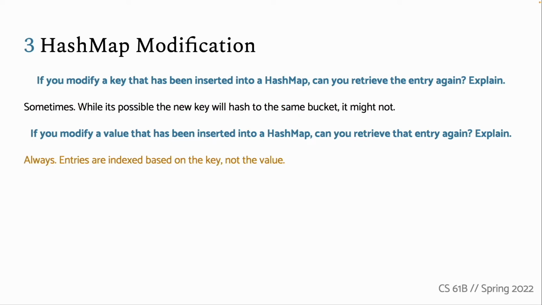For the value, it's actually always, and the reason is because entries are completely indexed and found based on the key, not the value. So altering the value basically has no impact on whether or not we can find our entry.